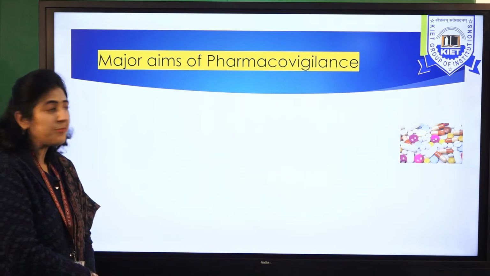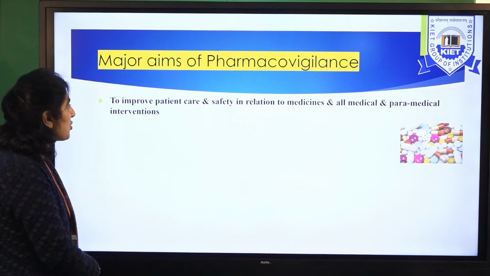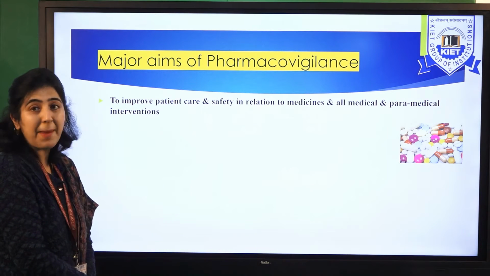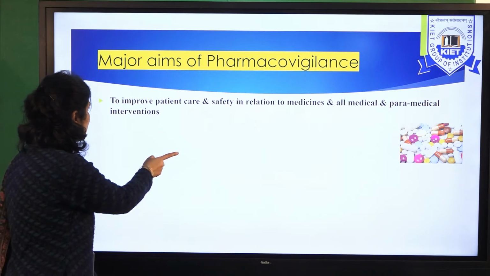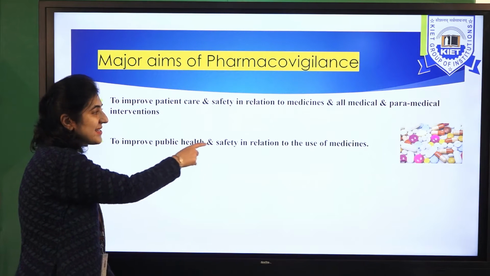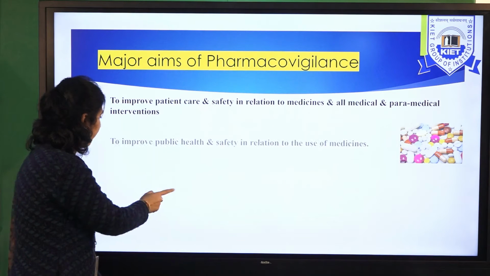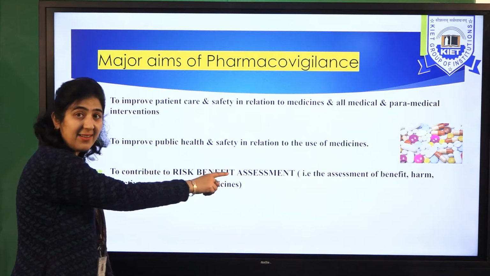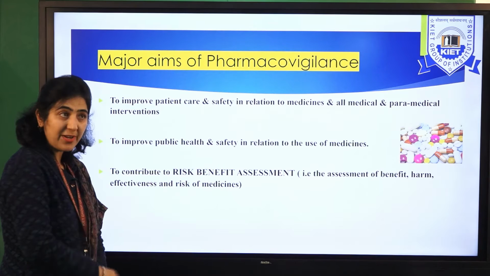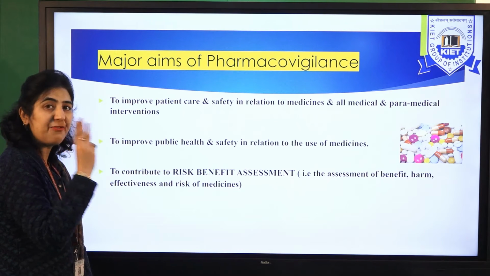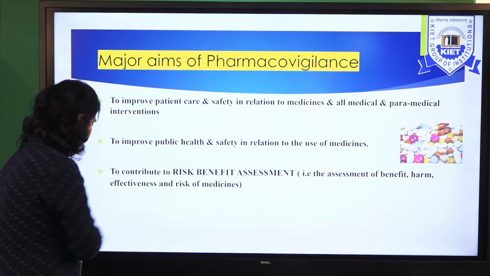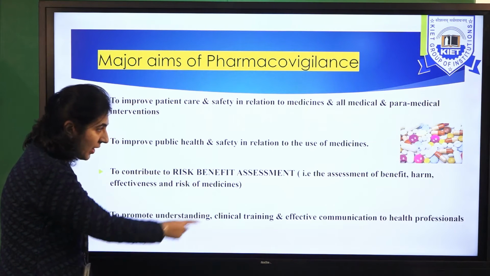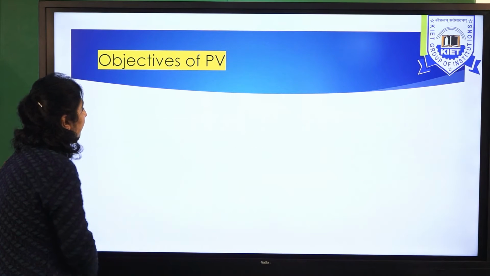So, what are the major aims of pharmacovigilance? The first aim is to improve patient care and safety in relation to medicines and all medical and paramedical interventions. To improve public health and safety in relation to the use of medicines. To contribute to risk-benefit assessment, that is, helping in assessment of benefit, harm, effectiveness, and risk of medicines. To promote understanding, clinical training, and effective communication to health professionals and the public.